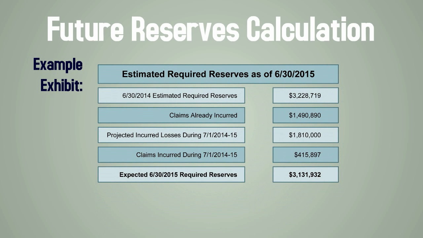And what we're trying to do is figure out what our reserves will be a year from now, which would be June 30th, 2015. So we started with the June 30, 2014 estimated required reserves of $3,228,719. We want to subtract the payments on claims that had already incurred, and that was step one. That's $1,490,890. We want to add in the losses that we have projected for this coming policy period, which is $1,810,000, and then subtract the amount of claims for that projected policy period that will actually be paid next year also. So that's $415,897.